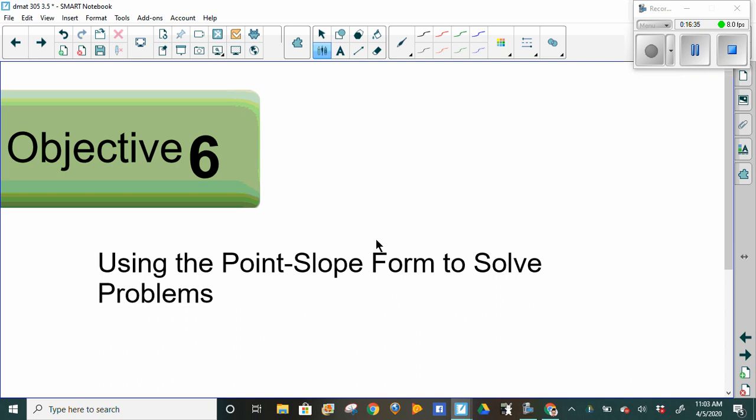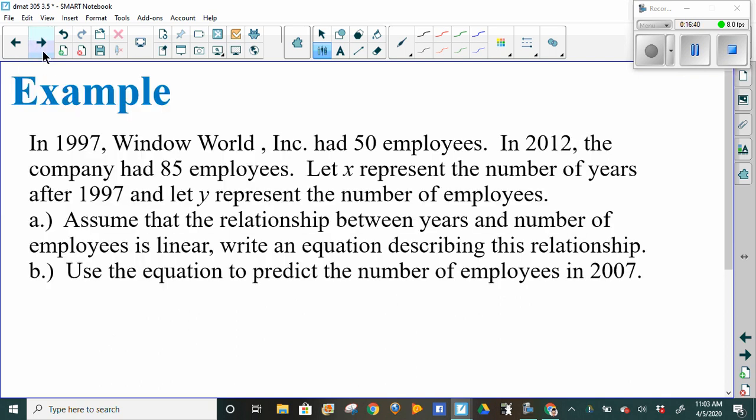All right, so now we're going to use point slope to solve problems. So now we're going to have a word problem, okay? This is the last part. So in 1997, Window World Incorporated had 50 employees. In 2012, the company had 85 employees. So in 1997, there were 50 employees. In 2012, there were 85 employees. So it says let X represent the number of years after 1997. Let Y represent the number of employees.